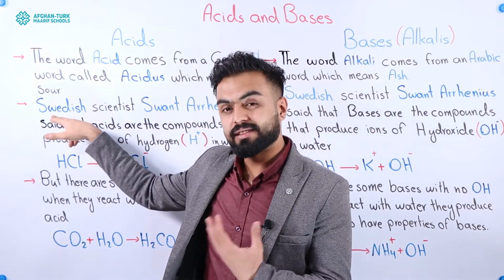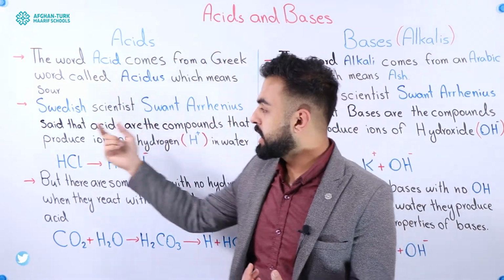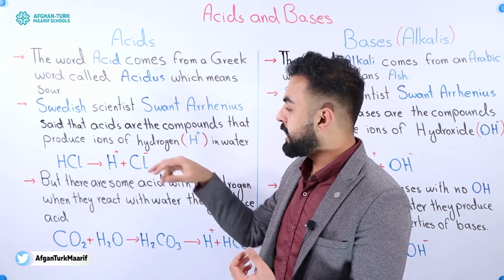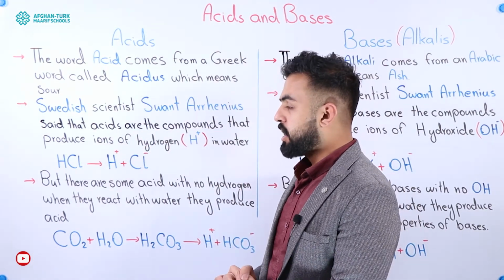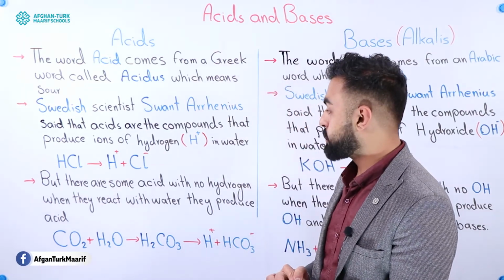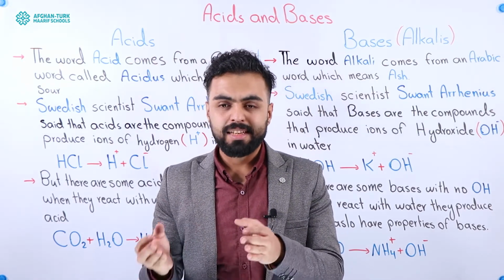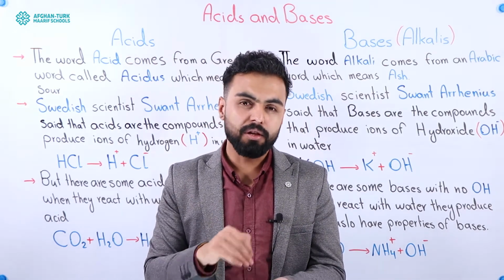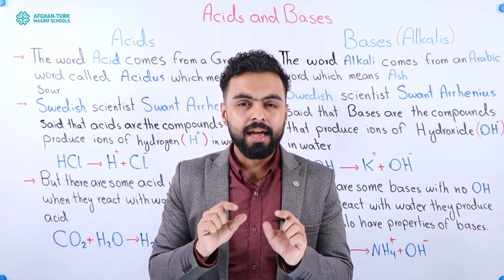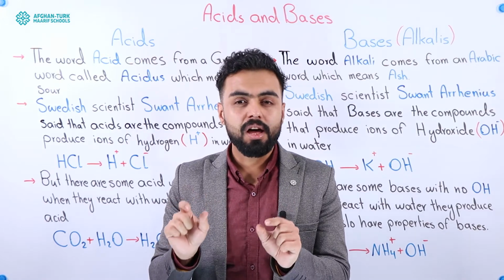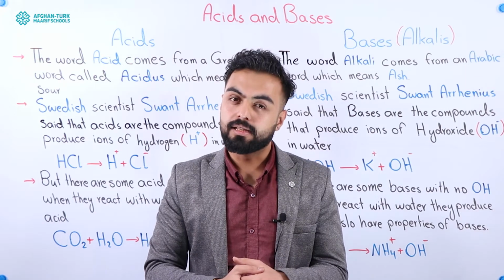This is the definition: a Swedish scientist called Svante Arrhenius said that acids are the compounds that produce ions of hydrogen in water. So he said that when we dissolve a compound in water, if that compound produces ions of hydrogen, that is called acid.